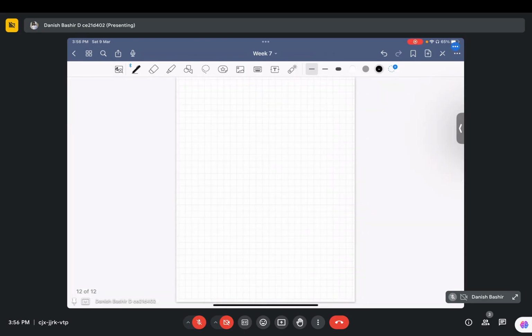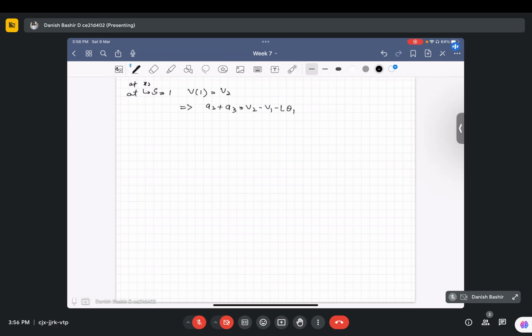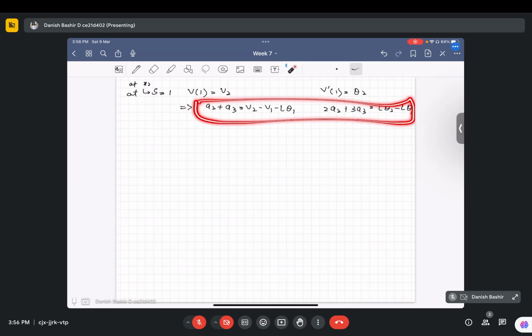Okay, similarly we will see at s equal to 1, that is at the x2 point, v of 1 is equal to v2. If we substitute it there, we will get one more equation, that is a2 plus a3 is equal to v2 minus v1 minus L theta 1. Similarly, we will see v dash of 1 to be equal to theta 2. We will get an equation of 2a2 plus 3a3 to be equal to L theta 2 minus L theta 1. Okay, if we solve these two equations simultaneously, we will get the values of a2 and a3.